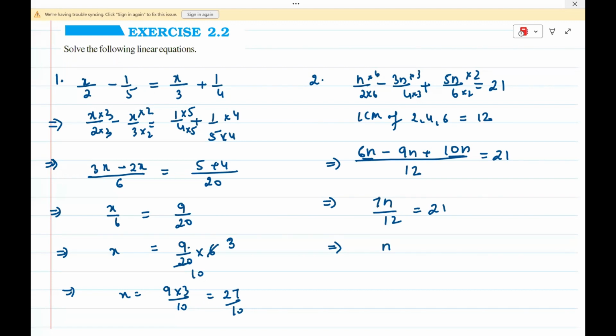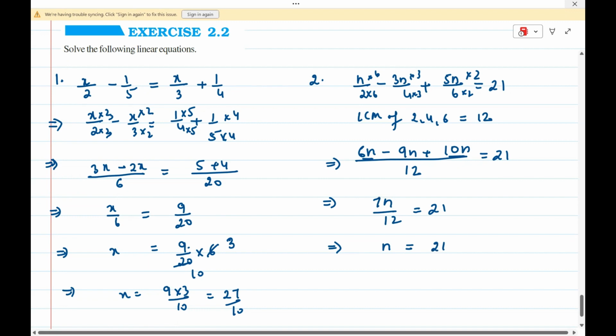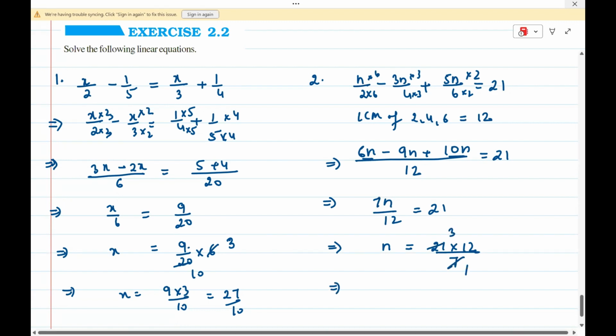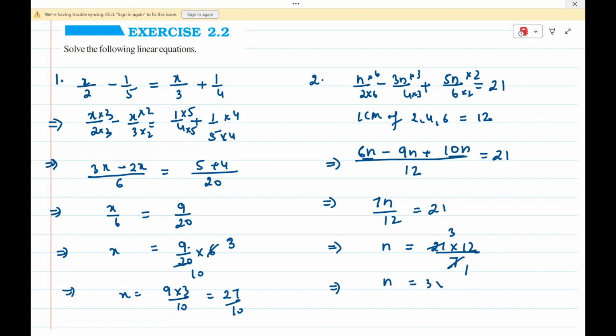Next, if I want to calculate n, as 12 is in division, on the other side it is in multiplication. And the 7 is in multiplication, going to the other side it is division. I can do the cutting. 7 1s are 7, 7 3s are 21. So n is 3 into 12, which is 36.